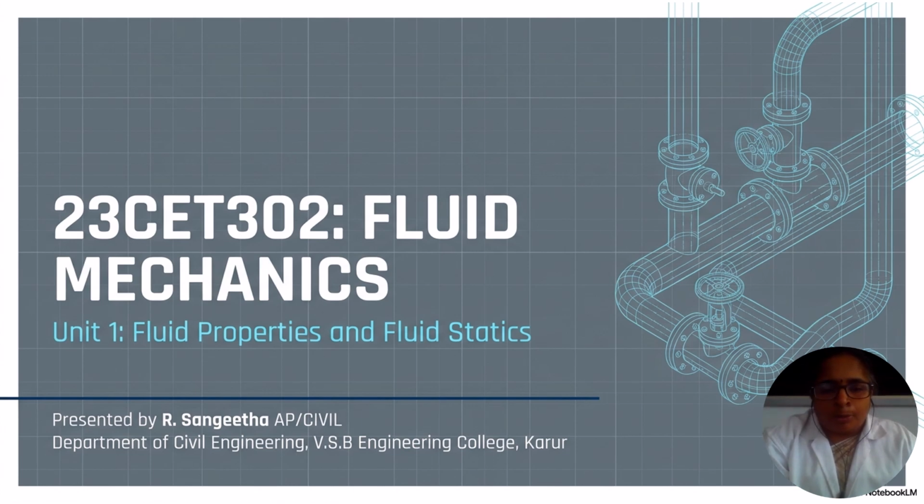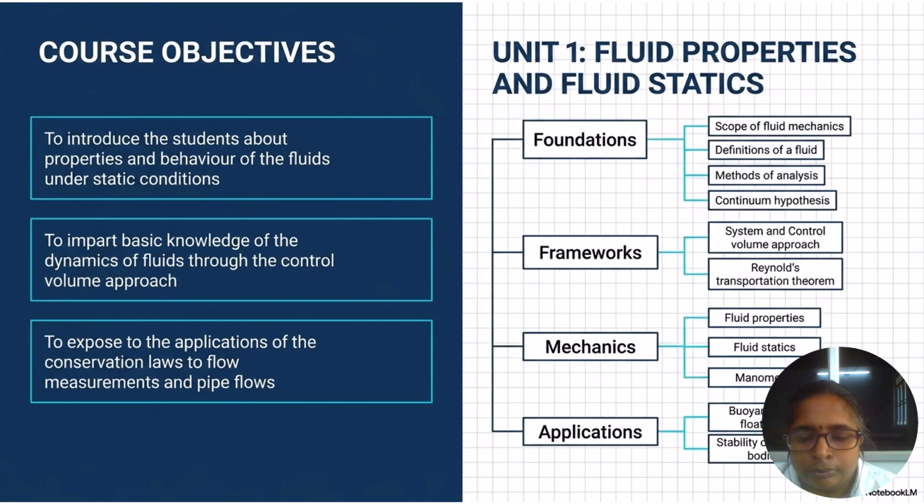This lecture series is about fluid mechanics, and the course code of the subject is 23 CET 302. The core objective of this subject is to introduce the students to the properties and behavior of fluids under static conditions, and to impart basic knowledge to the students through control and surface volume approach, and to expose the applications of the conservation of mass to flow measurements and pipe flows.